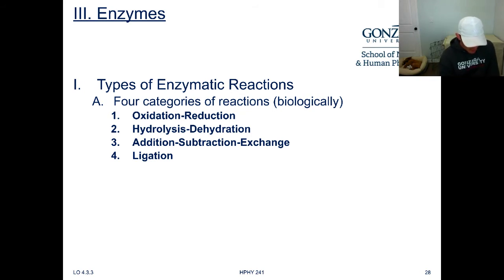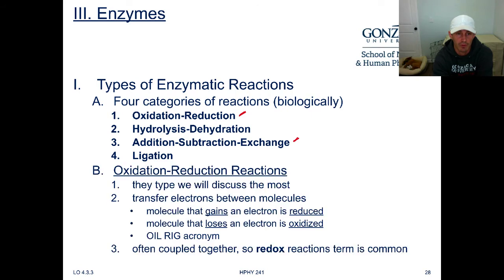We're going to talk a lot about oxidation reduction. We don't talk a lot about hydrolysis ones. For nursing students, you will in nutrition for sure. And then we will also discuss addition, subtraction, exchange quite often in this class, and mostly the exchange aspect of those. So let's go through each of those very briefly, just to give you a little more insight into some of the characteristics of these types of reactions.